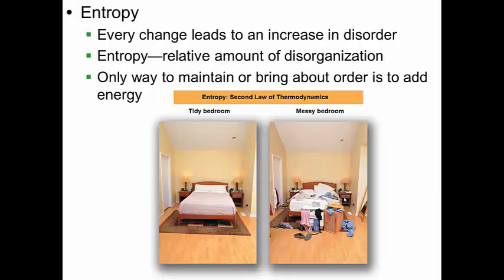We find ourselves now at entropy. Entropy is a measure of disorder in a system, how disorganized a system is. Our book provides us with this example of a tidy bedroom on the left with very little entropy, and a messy bedroom on the right with a great deal of entropy. And so the second law of thermodynamics is sometimes referred to as the law of entropy.